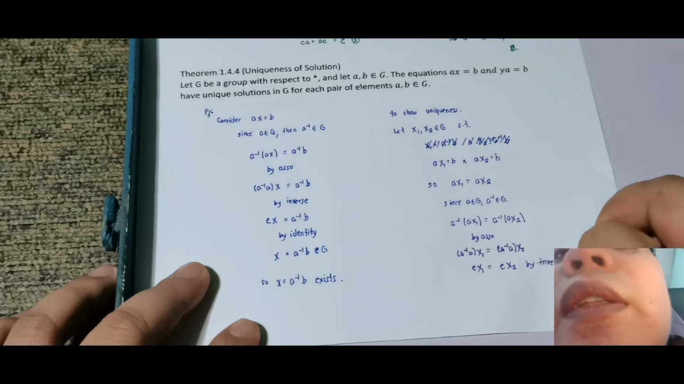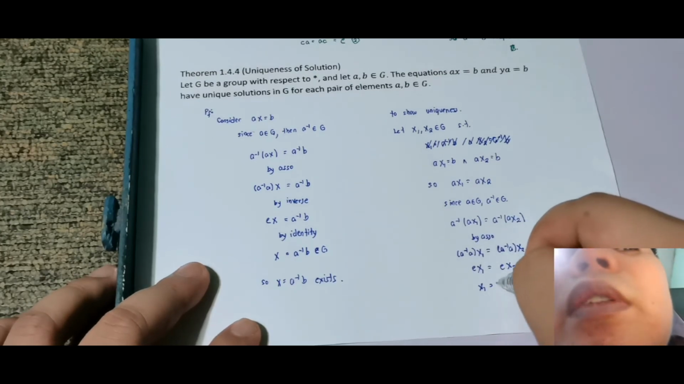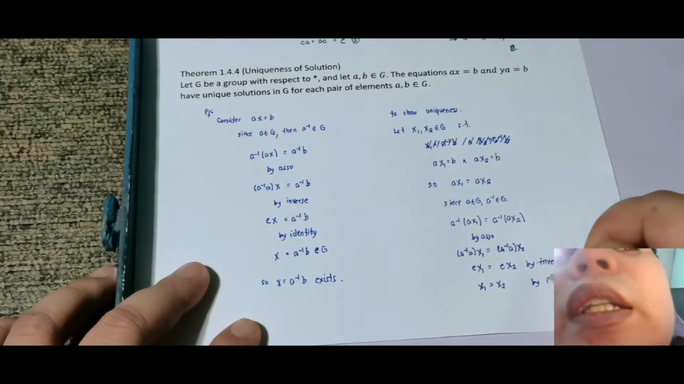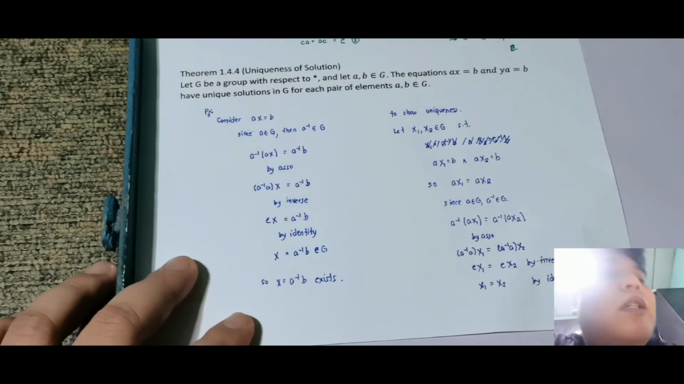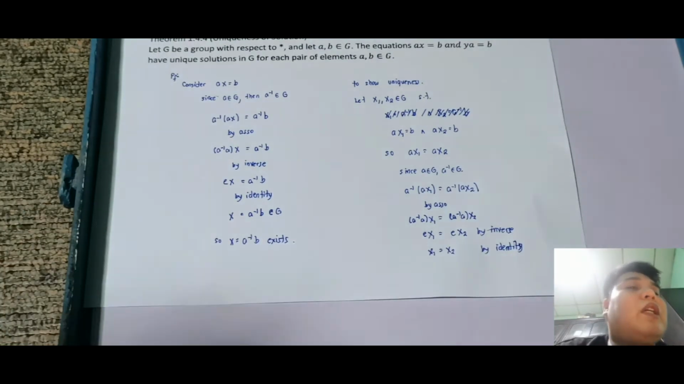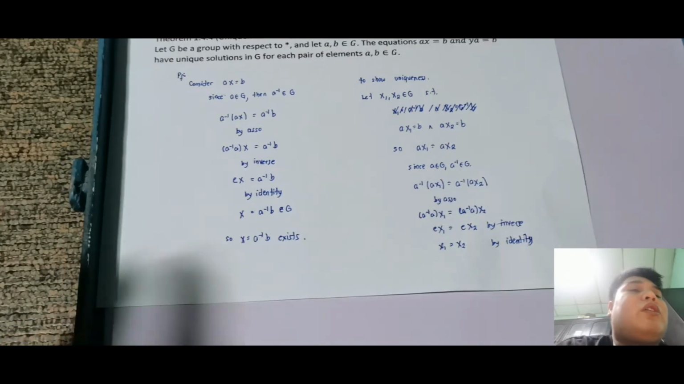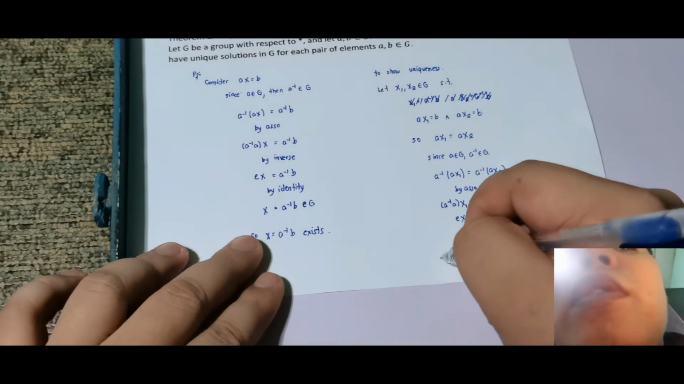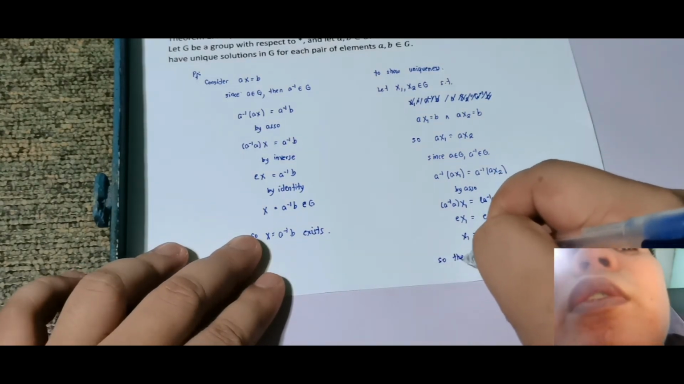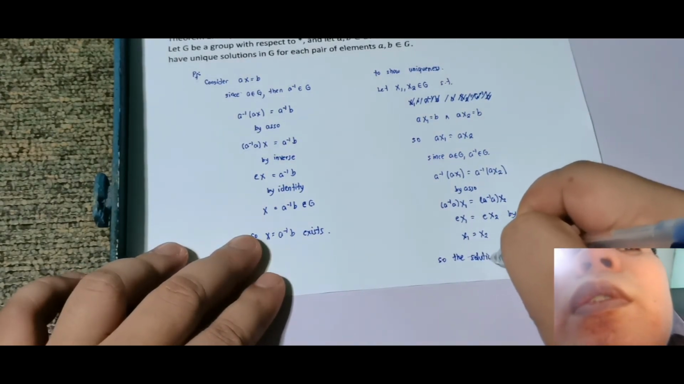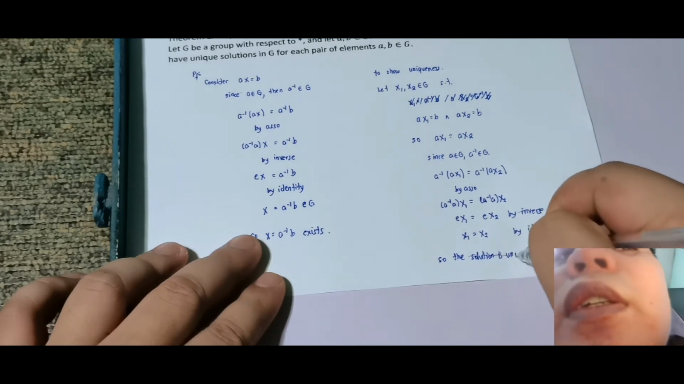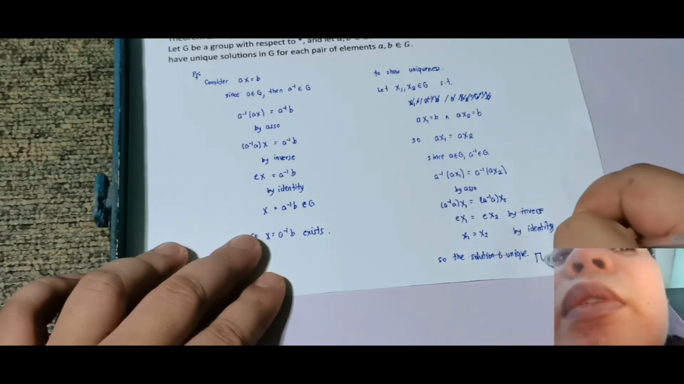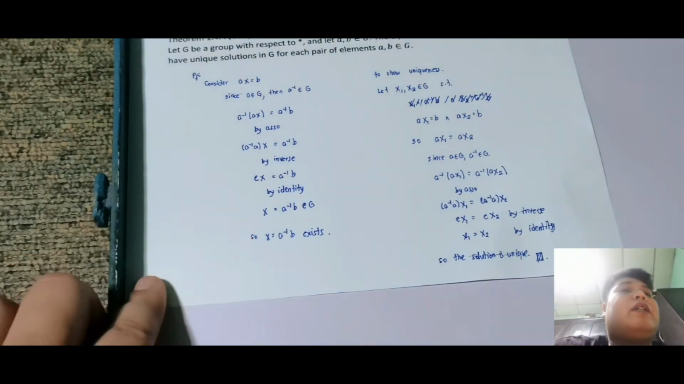So, that is by inverse. Then, we have x sub 1 is equal to x sub 2. Then, that is by identity. Okay? So, therefore, x sub 1 is equal to x sub 2. So, meaning, nag-i-exist yung dalawang solution na. Or meaning, unique yung ating solution. Kasi x sub 1 is equal to x sub 2. So, the solution is unique. Okay, and therefore, this is done. Okay, so ganun siya. Simple.